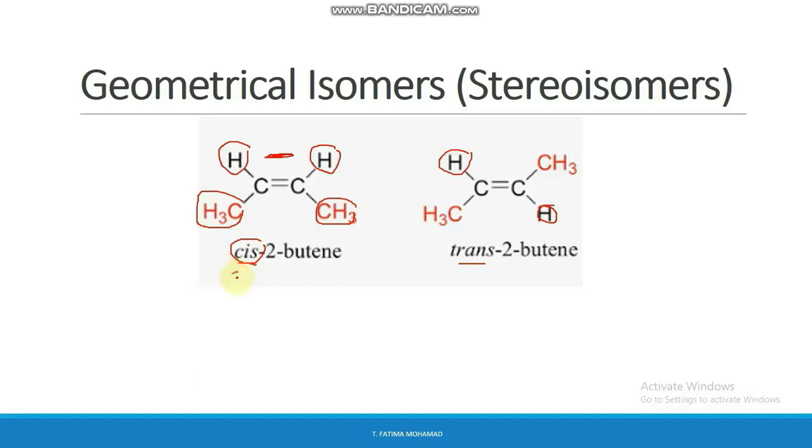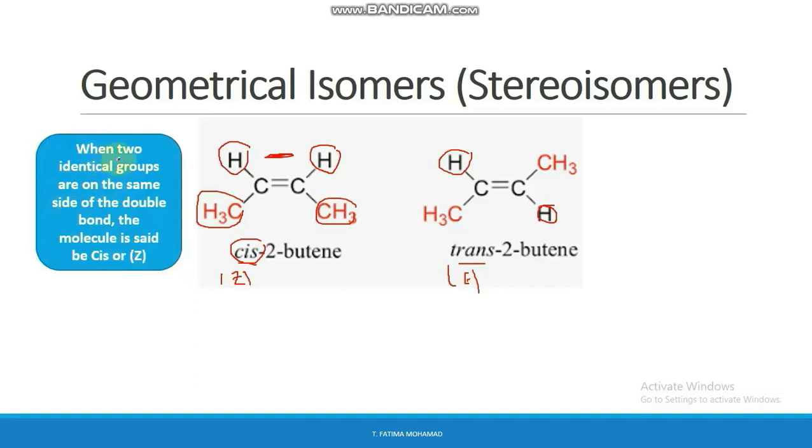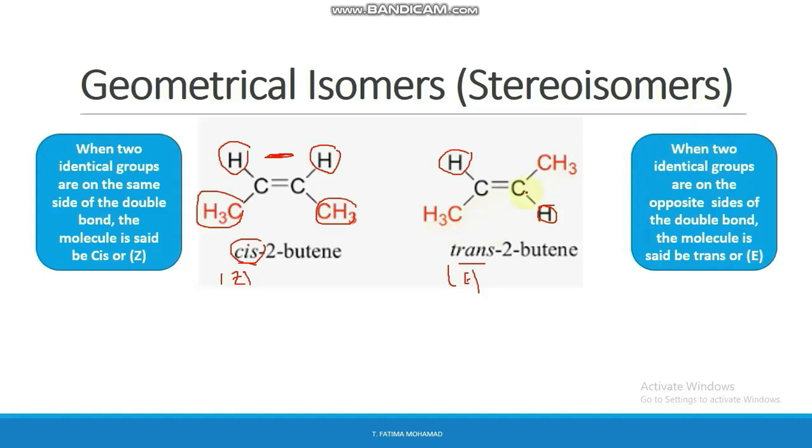Now we can say Z instead of cis, and E instead of trans. So when 2 identical groups, which can be methyl or hydrogens, are on the same side of the double bond, the molecule is said to be cis or Z. Here they are on opposite sides of the double bond, the molecule is said to be trans or E. So when you see Z, it is a cis stereoisomer. If you see E, it is trans.